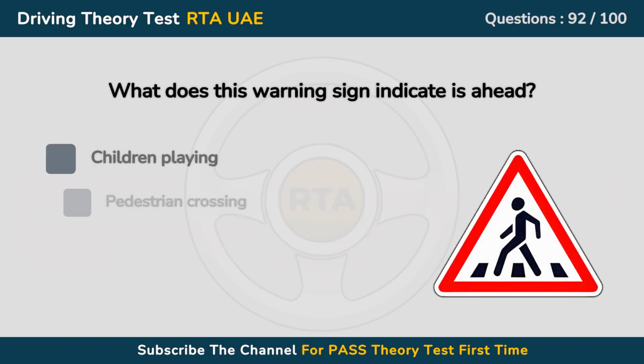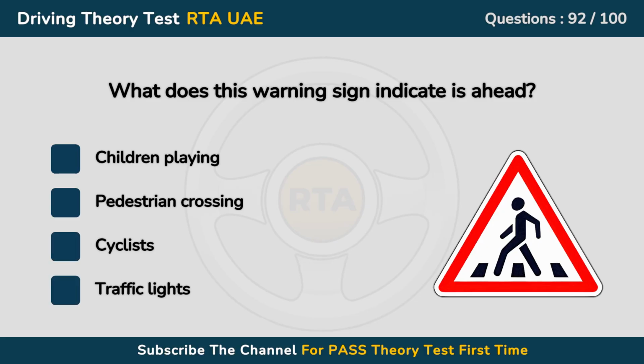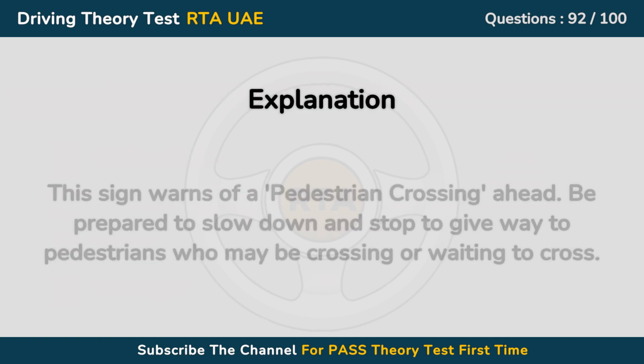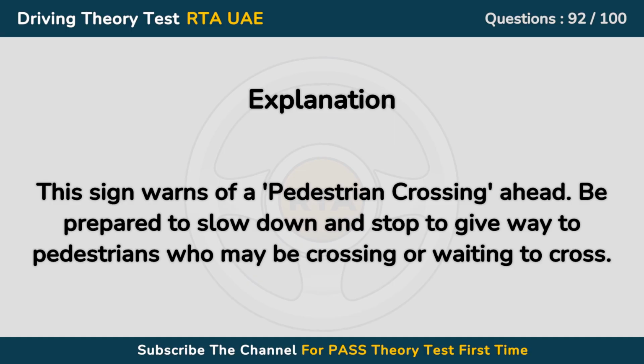Question 92. What does this warning sign indicate is ahead? A. Children playing, B. Pedestrian crossing, C. Cyclists, D. Traffic lights. Answer is B. Pedestrian crossing. This sign warns of a pedestrian crossing ahead. Be prepared to slow down and stop to give way to pedestrians who may be crossing or waiting to cross.